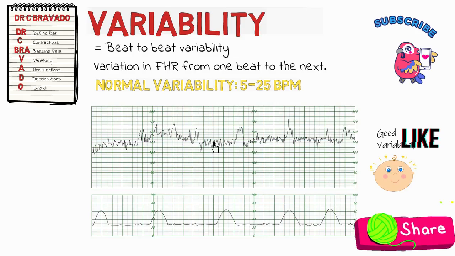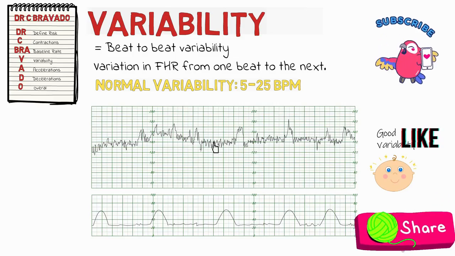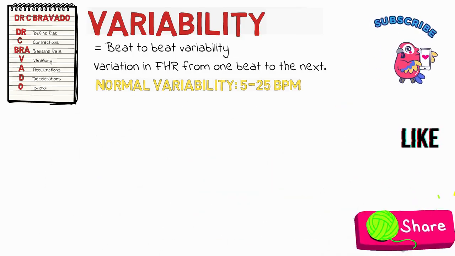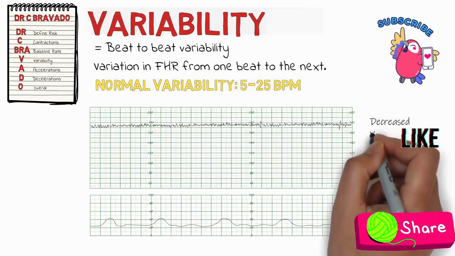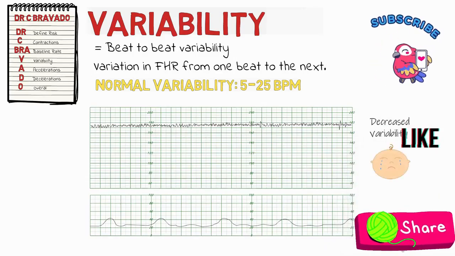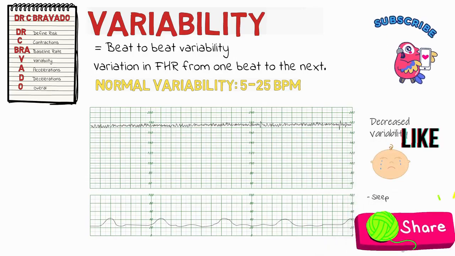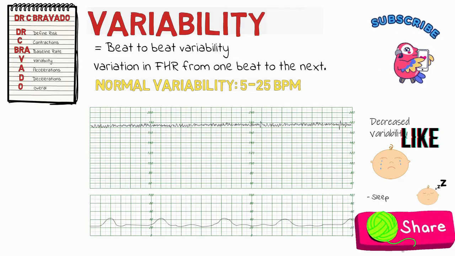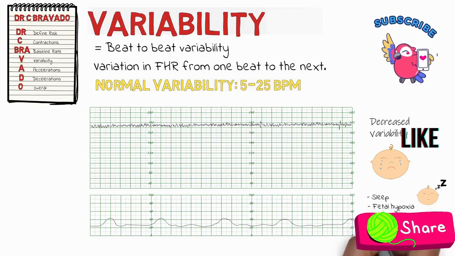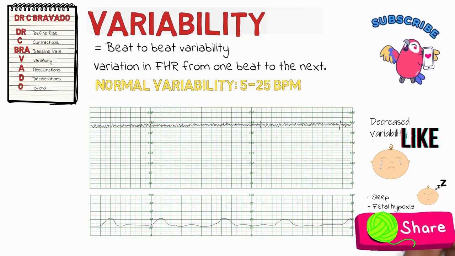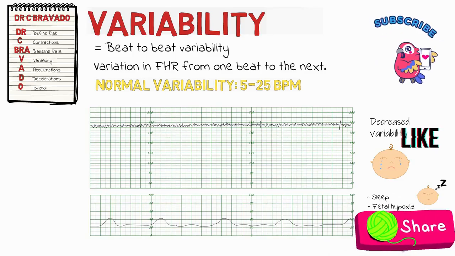Normal variability indicates an intact neurological system in the fetus and is a good indicator of how healthy a fetus is. In this CTG, however, there is minimal variation in the fetal heart rate between beats, so here we have decreased variability. This may occur during fetal sleep, so as we know, a fetus goes through sleep-wake cycles, and during the sleep cycle, decreased variability may be noted. However, this should not last longer than 40 minutes. Other causes of decreased variability are fetal hypoxia and drugs, such as opiates and magnesium sulfate.